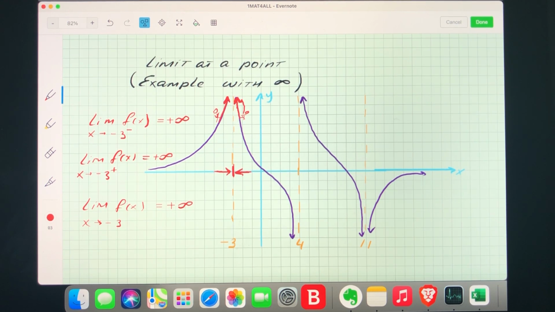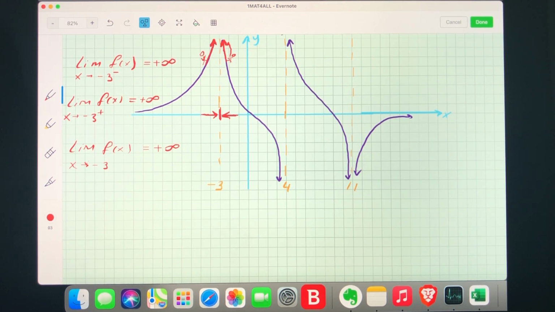Now let's look at the 4. As we're approaching 4 from the left side and from the right side, what are the limits? As we're approaching 4 from the left side, we're moving on this side, and what is the height going to be as I'm getting closer and closer to 4, moving on this left hand side? Well, the curve keeps going down forever, which means -infinity.